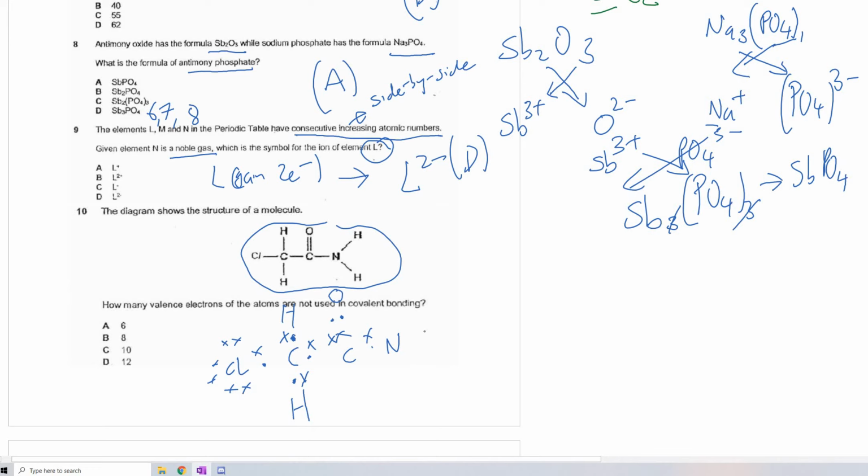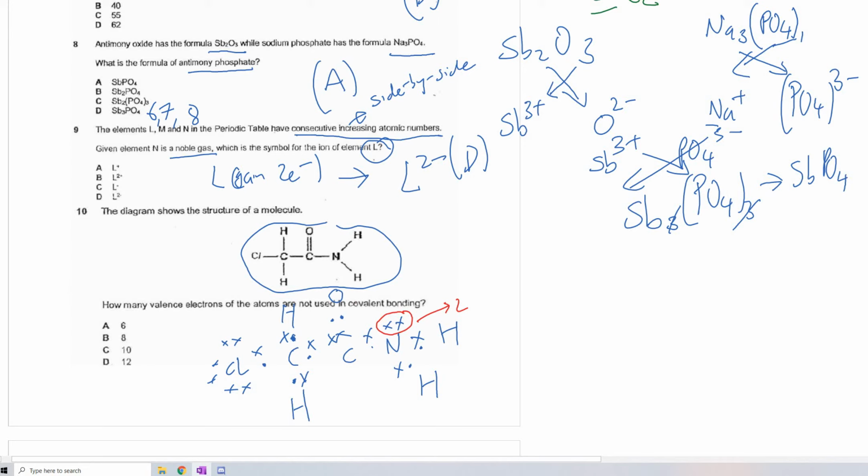So nitrogen is in group 5. You have 5 electrons in the outermost shell: 1, 2, 3, 4, 5. You share 1 electron with hydrogen over here and 1 electron from hydrogen over here. So as you can see, all the electrons except for the 2 electrons over here are bonding. So we have 2 here.